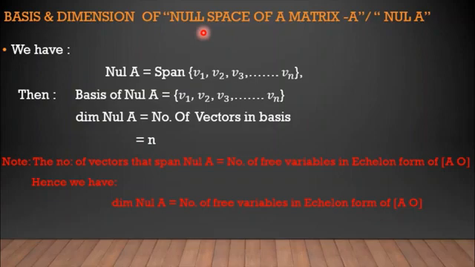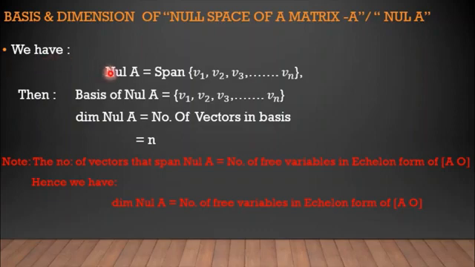Then if it is also a vector space, then it will also be a finite dimensional vector space when the given vector space is a finite dimensional vector space. Then it will have a basis and it will have dimension. So now we will see how to find the basis and the dimension of null space of a matrix A. That is for null A, we call it.